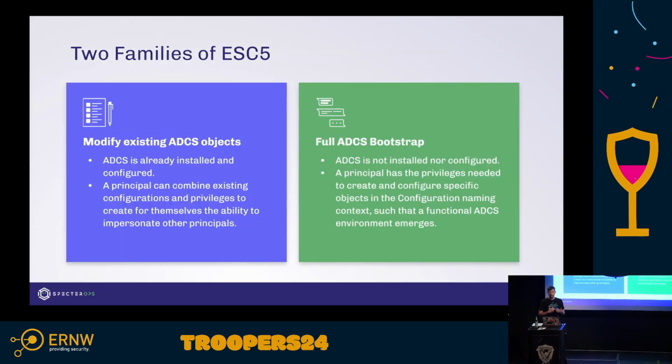There are basically two-ish families of escalation 5. One is where ADCS has already been deployed, and there are permissions on certain objects that already exist. Maybe we can execute an attack path that gets us all the way to a certain principal that has certain permissions that then enable escalation 5. So that's the first flavor.